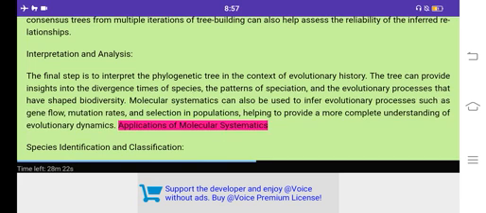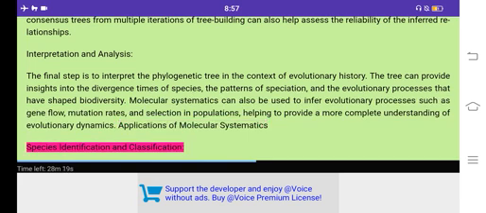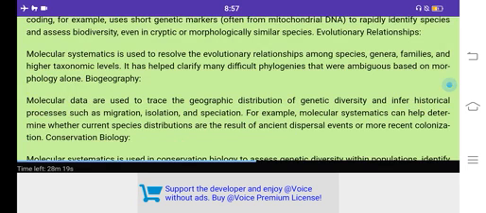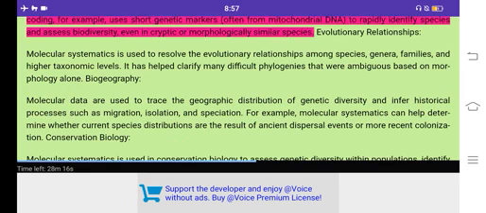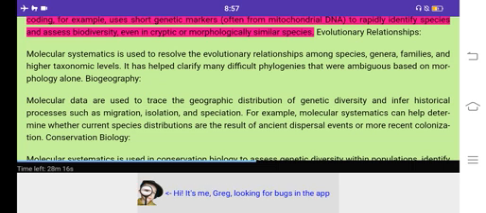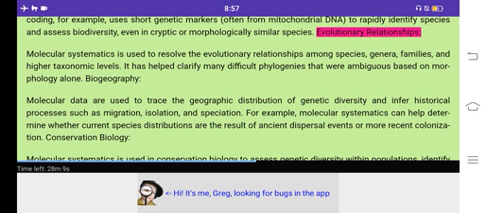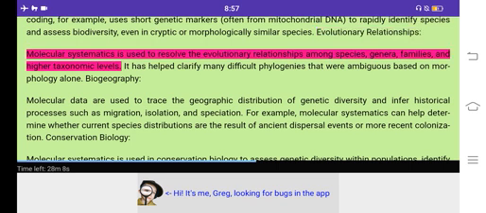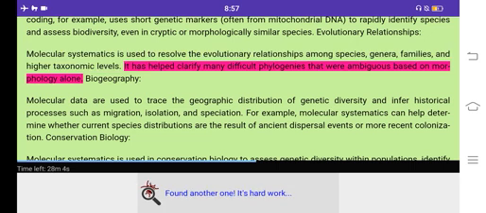Applications of molecular systematics. Species identification and classification. Molecular systematics has greatly enhanced the ability to identify species and classify organisms. DNA barcoding, for example, uses short genetic markers, often from mitochondrial DNA, to rapidly identify species and assess biodiversity, even in cryptic or morphologically similar species. Evolutionary relationships. Molecular systematics is used to resolve the evolutionary relationships among species, genera, families, and higher taxonomic levels. It has helped clarify many difficult phylogenies that were ambiguous based on morphology alone.